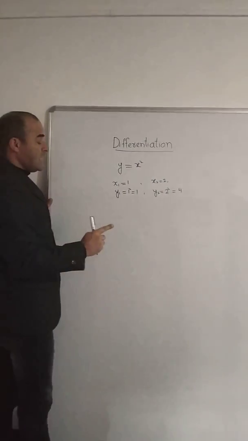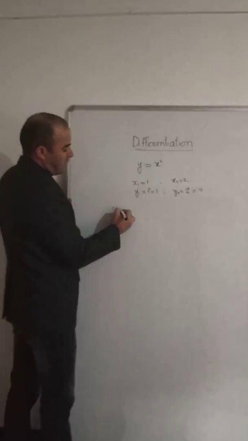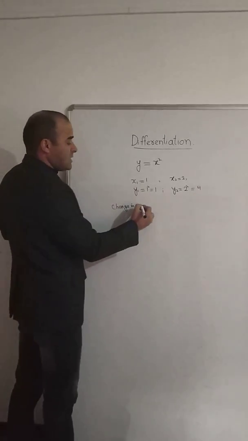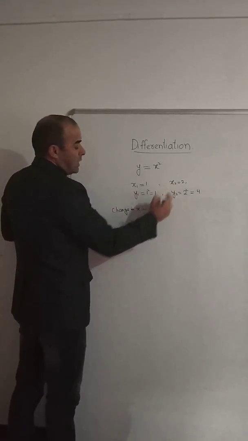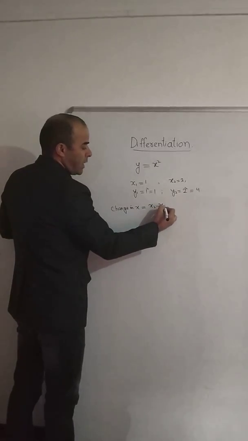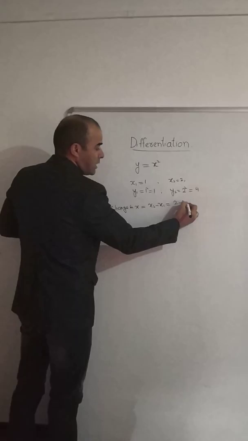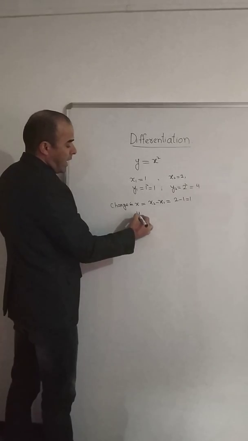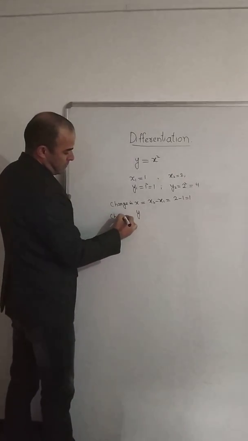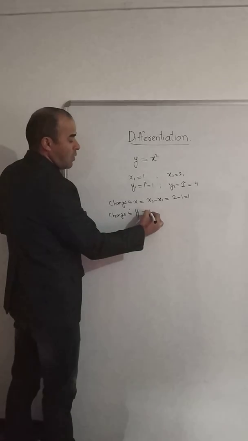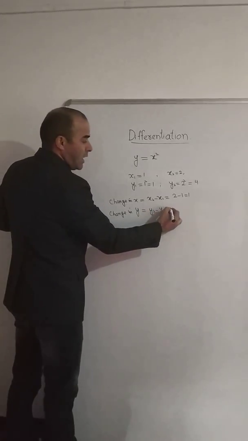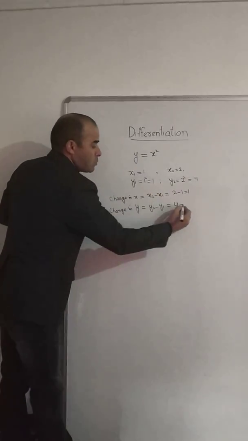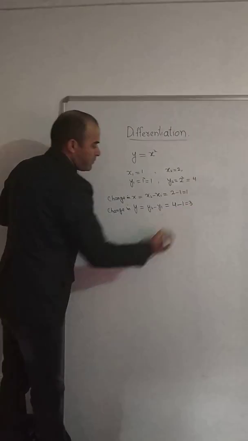That means there is a finite change in x. That finite change in x is equal to x2 minus x1, and it will be 2 minus 1 equals 1. Similarly, the finite change in y will be equal to y2 minus y1, and that will be 4 minus 1, which is 3.